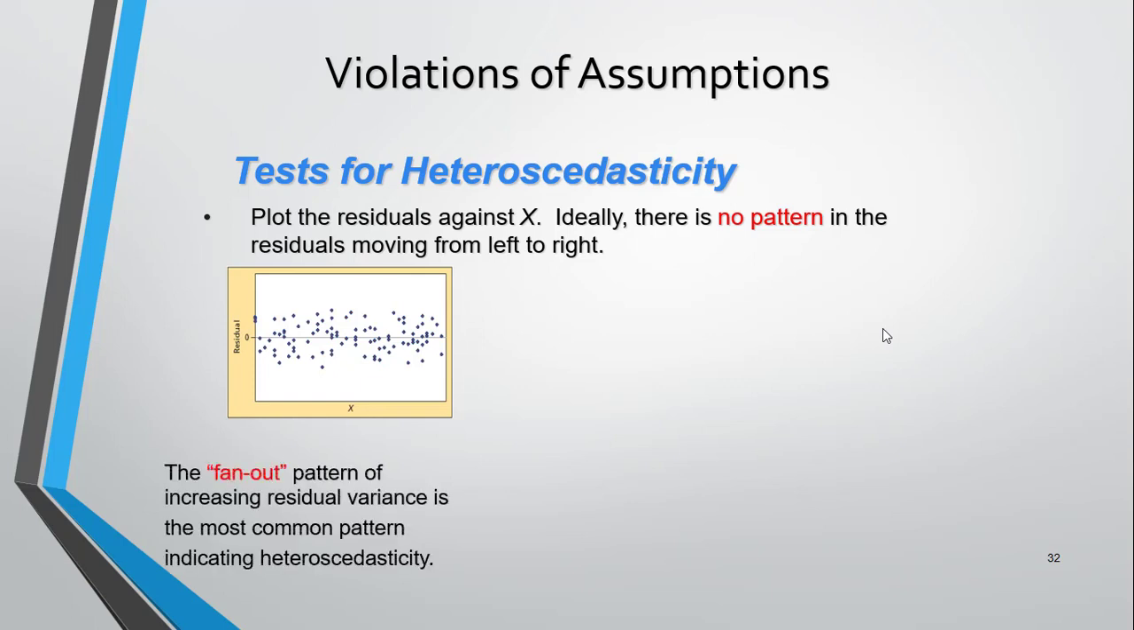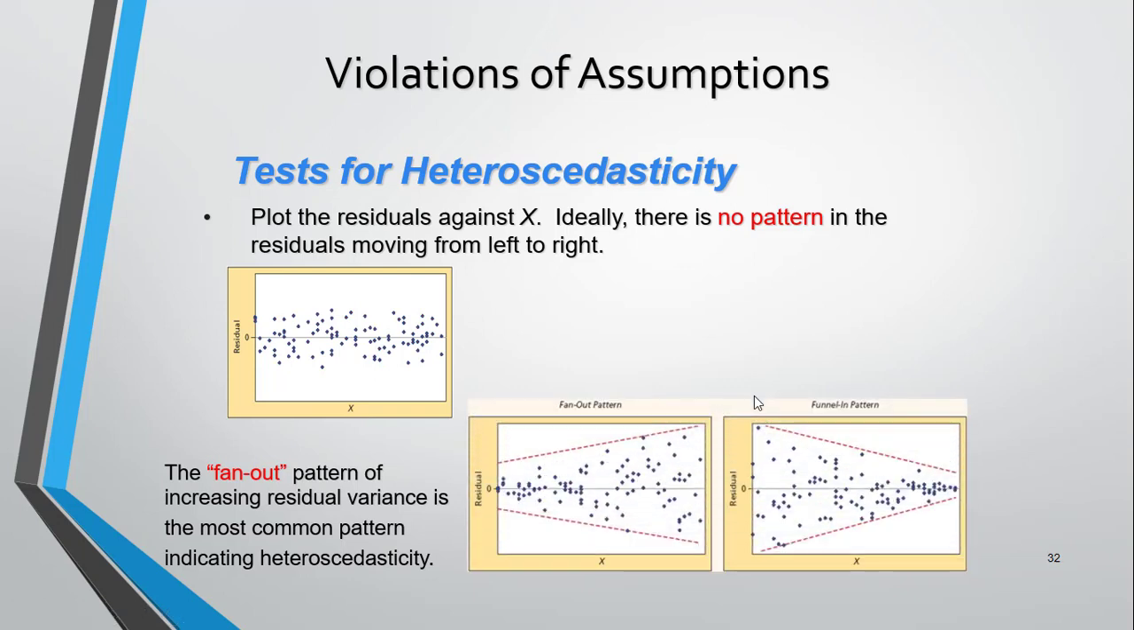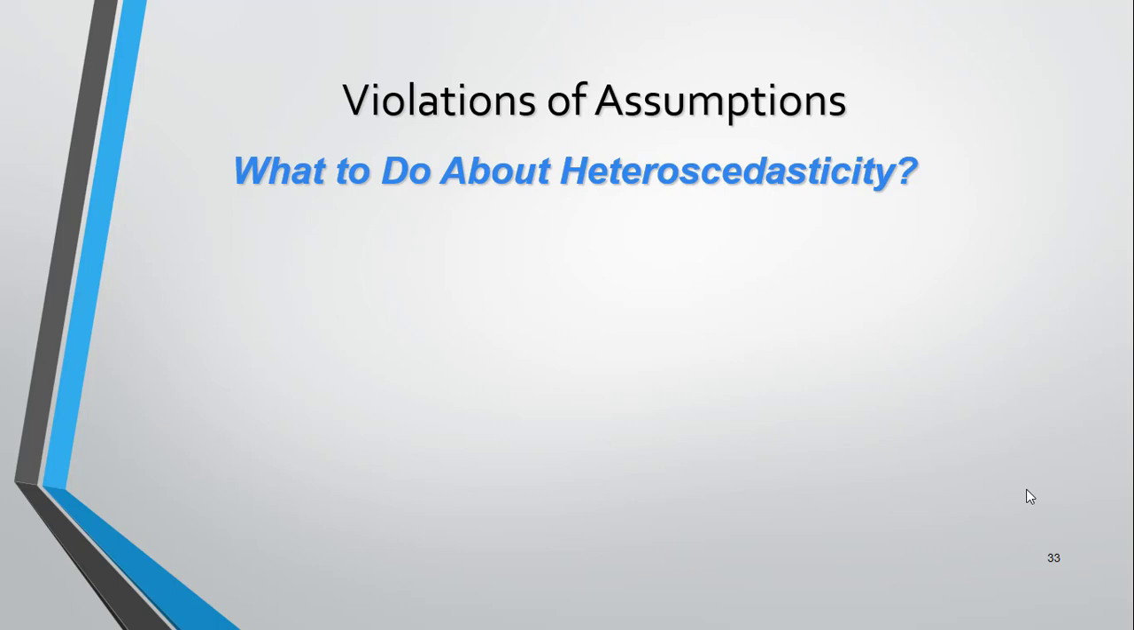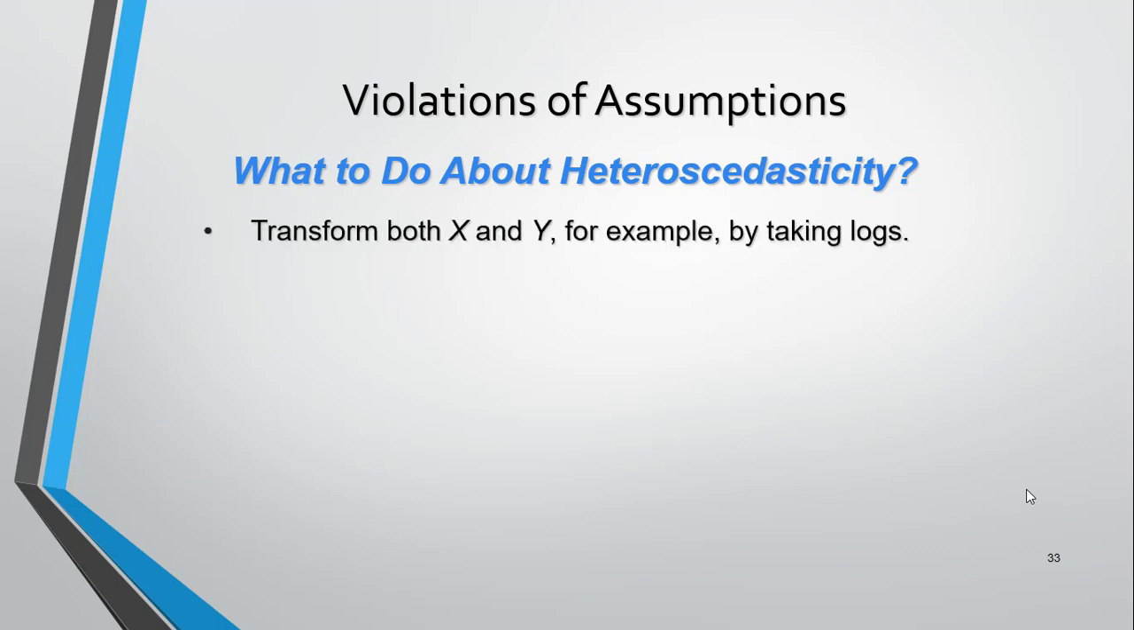To test for heteroscedasticity, you can plot the residuals against y. Ideally, there's no pattern in the residuals moving from left to right. Hopefully there's no pattern there. If it is a fan-out pattern like this, growing larger and larger from left to right, or a funnel-in pattern from larger to smaller, that is a common pattern indicating heteroscedasticity. What do we do about heteroscedasticity?